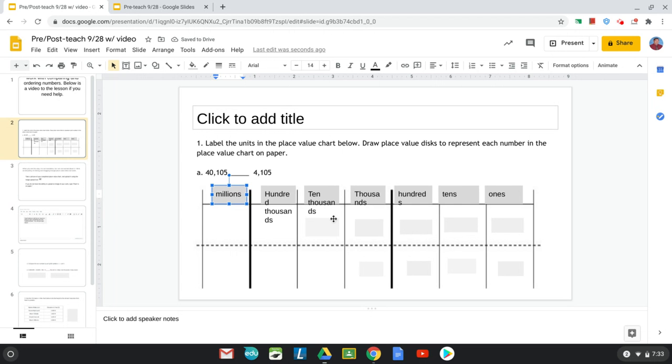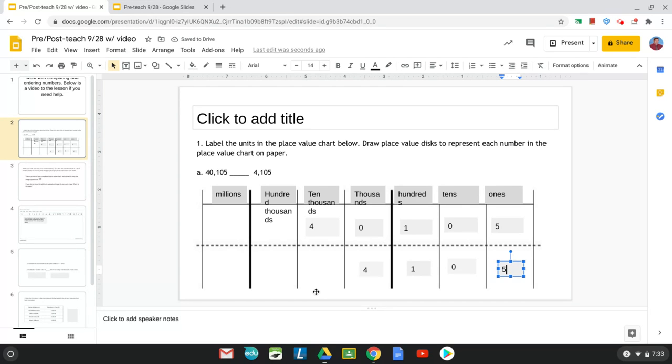All right, so we're going to take our two numbers. One is 40,105. We're just going to, instead of doing the disks, I would just put the numbers in. And then my other number is 4,105. So even though they look a little bit similar, you'll be able to see there they're very different numbers.